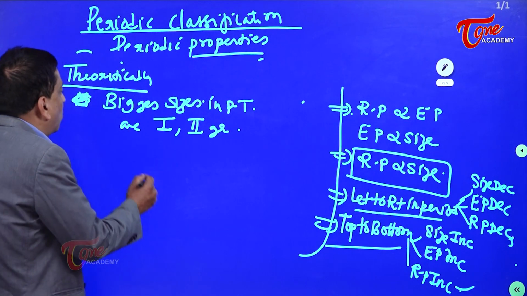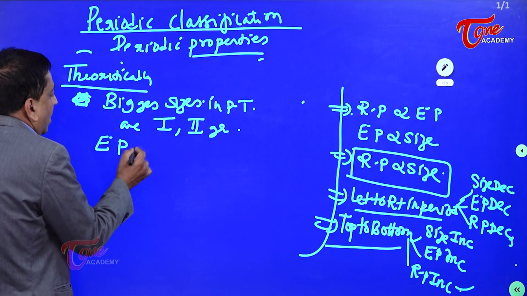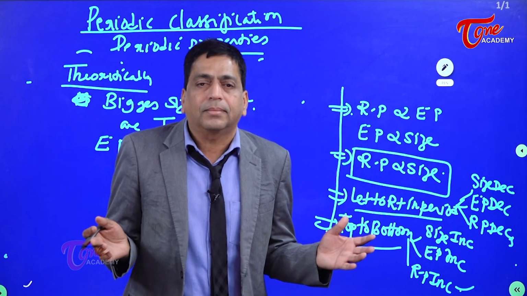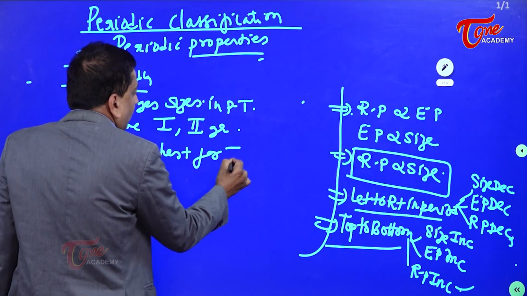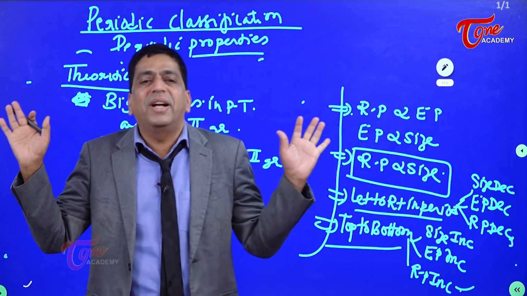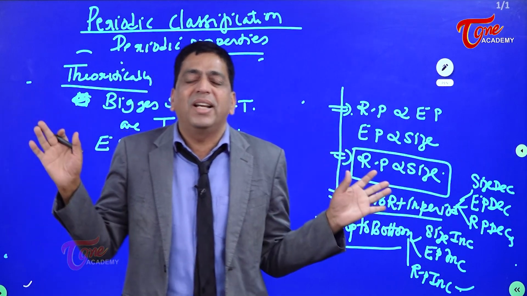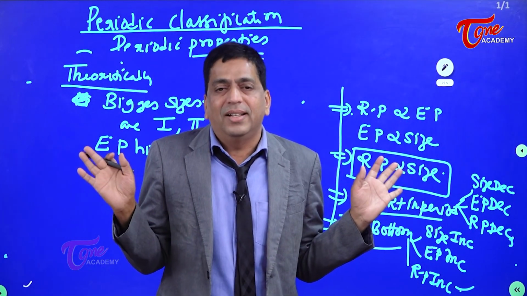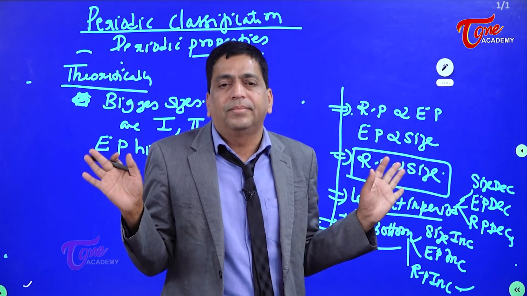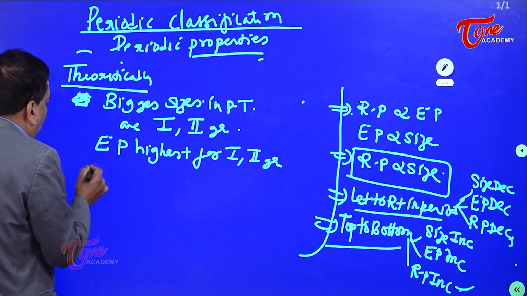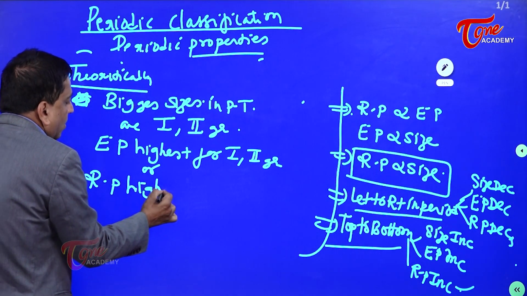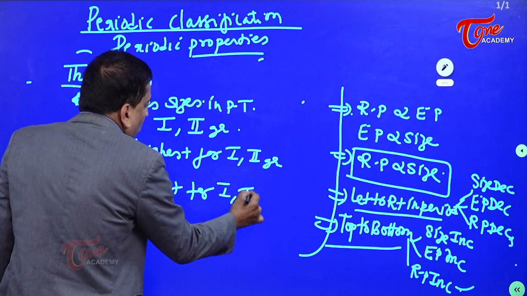If they are the biggest sizes, then electropositivity is highest for the first and the second groups. They will be the highest. So the highest metallic tendency is basically for the first and the second groups. That is, the highest tendency is nothing but electropositivity. Or simply speaking, I can say reducing power is also highest for the first and the second groups.